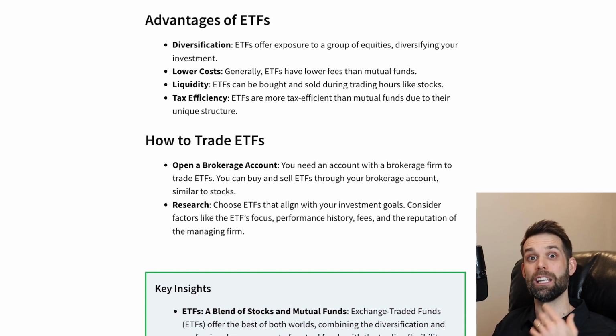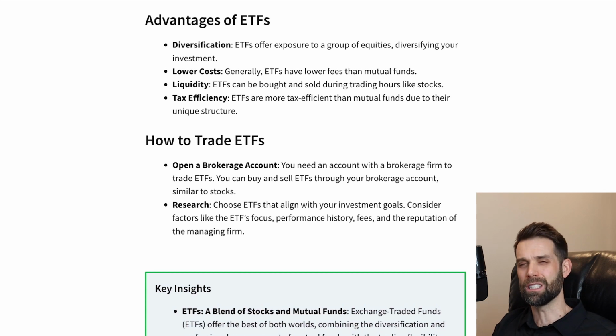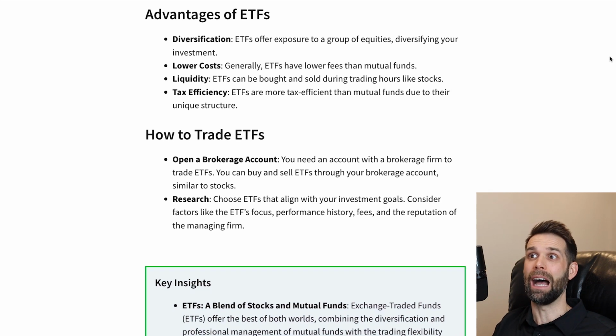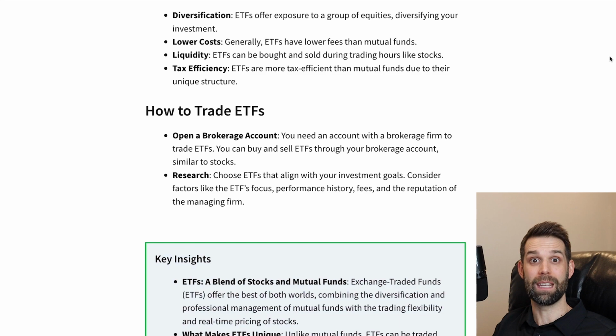In terms of trading ETFs, buying and selling them is very, very easy to do. It's done the exact same way you would buy and sell stock. You can open up an online brokerage account, transfer money from your bank account, and then buy and sell ETFs through your brokerage account. So that is really it for what an ETF is and how they are traded.